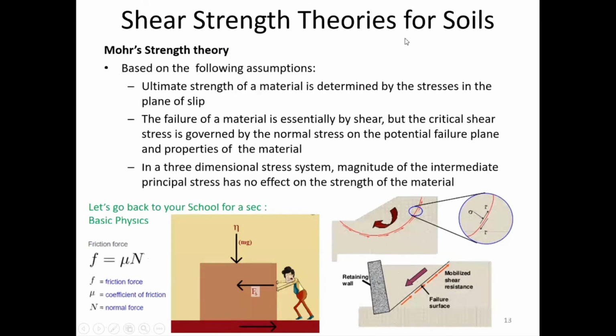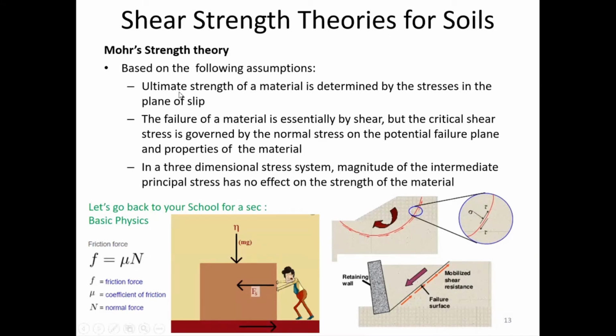The most basic, first theory that was proposed for the shear strength of soil was the Mohr's strength theory. Now what we follow is the Mohr-Coulomb strength theory, which is a modified version of this Mohr strength theory. So to understand that, you need to understand this.